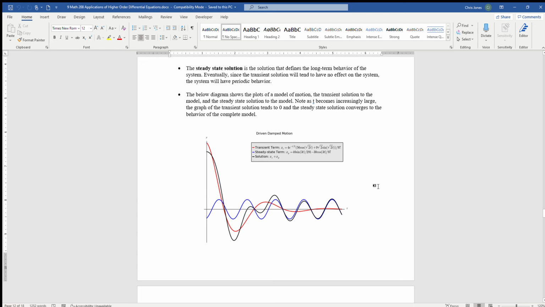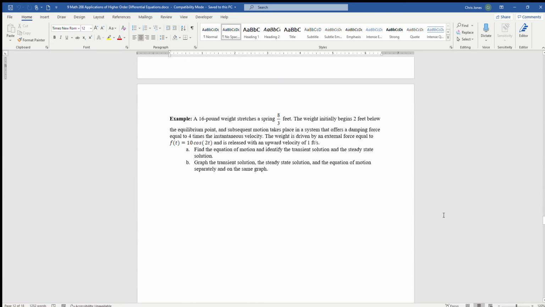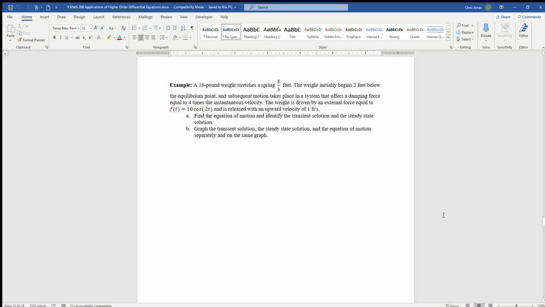So let's take a look at an example of one of these systems and see if we can model it. We have a 16-pound weight that stretches a spring 8/3 of a foot, and the weight initially begins 2 feet below the equilibrium point. Subsequent motion takes place in a system that offers damping 4 times the instantaneous velocity. The weight is driven by an external force F(t) = 10 cos 2t, and it's released with an upward velocity of 1 foot per second. We're going to find the equation of motion, identify the transient and steady state solutions, and then graph everything and explain what's going on.